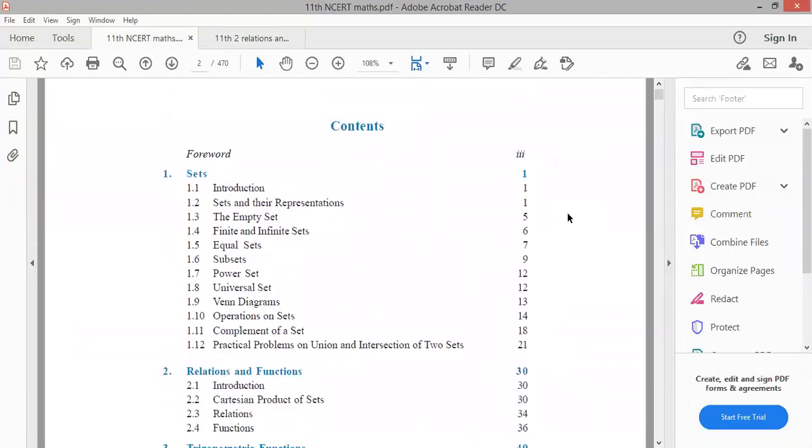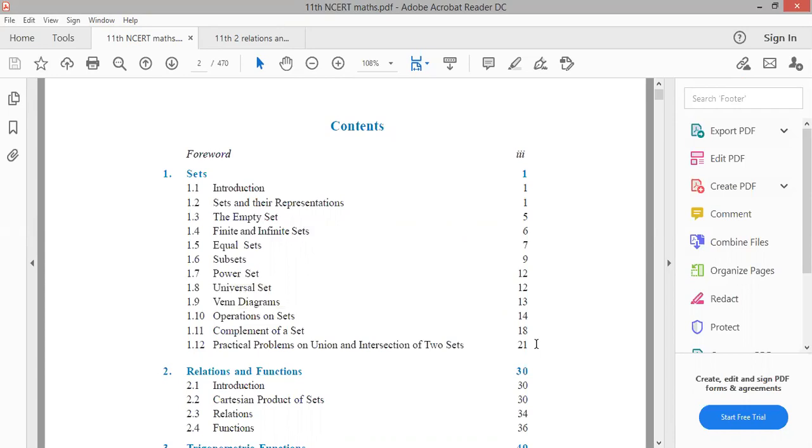Sets, you know, is a well-defined collection of objects. After that, we gave the representation of sets, and we defined different types of sets. In that, we defined empty set, finite set, equal sets, and then after we defined the subsets, power set, universal set, and Venn diagram. A Venn diagram is the pictorial representation of the sets.